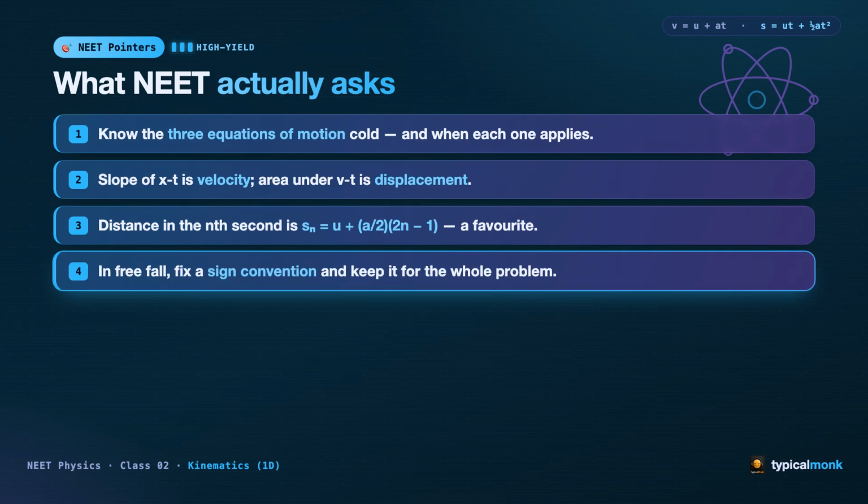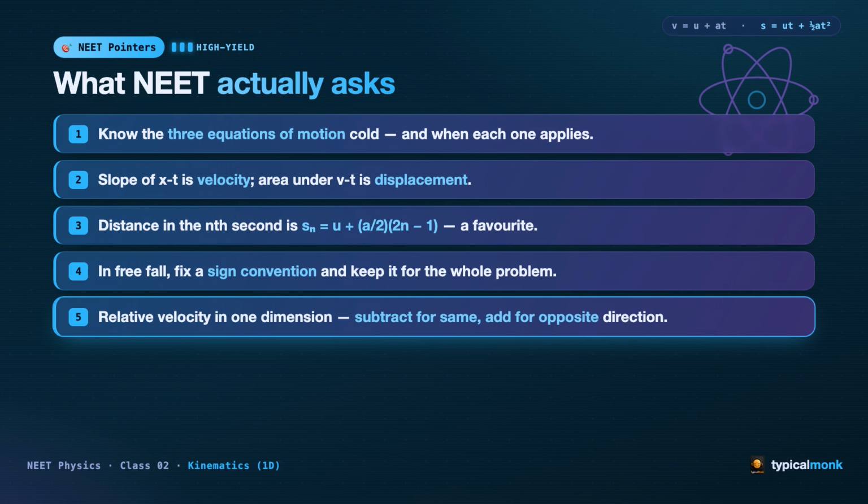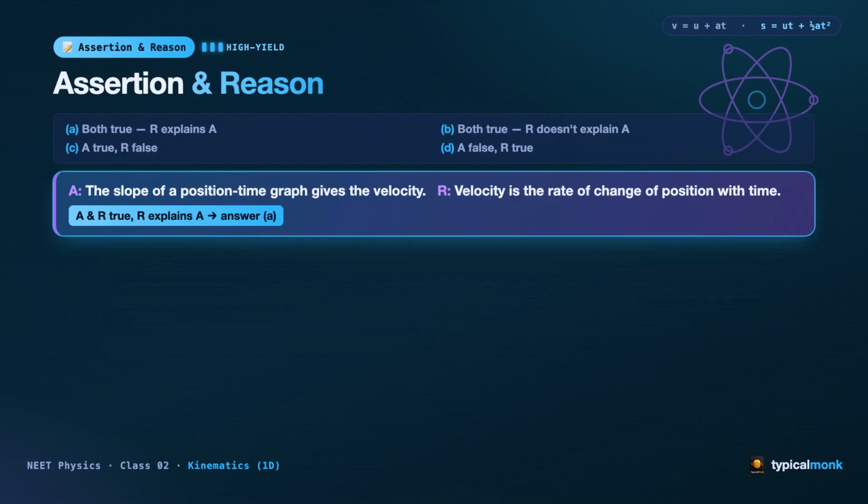4. In free fall, fix a sign convention at the start and keep it for the whole problem. Most sign errors come from switching midway. 5. For relative velocity in one dimension, subtract the velocities when the bodies move in the same direction and add them when they move in opposite directions. Let us drill the NEET way.